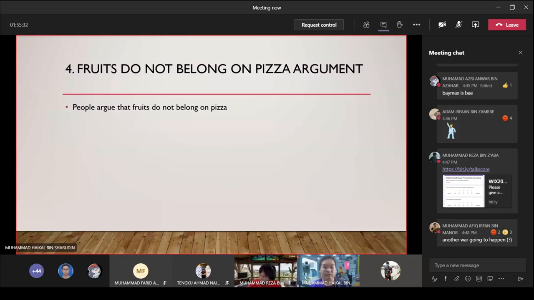Okay, moving on to number four, the argument that fruits do not belong on pizza. A lot of people argue that fruits do not actually belong on pizza. That's when they think they are winning, but actually they are not, because tomato, which is the base sauce for the pizza, is actually a fruit. On top of that, olives are also a fruit. So I believe with these two points, it defeats the logic of this argument.